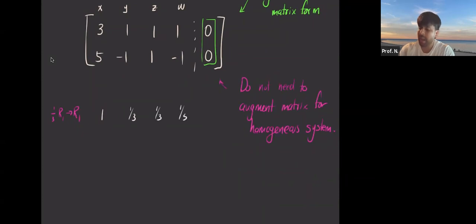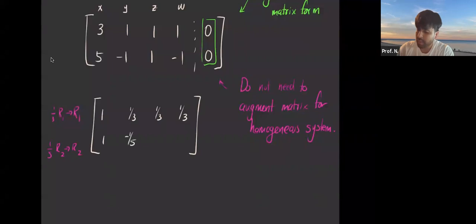This is a third. And we don't need the zeros anymore for the augmented matrix in a homogeneous system. We don't need it anymore because it's just zeros. A column of zeros just becomes a column of zeros again. It's not needed. So I have this. And then I can do what? I can also do 1/5 R2 goes to R2, sorry, pardon me. So this becomes 1, negative a fifth, 1/5, negative a fifth.